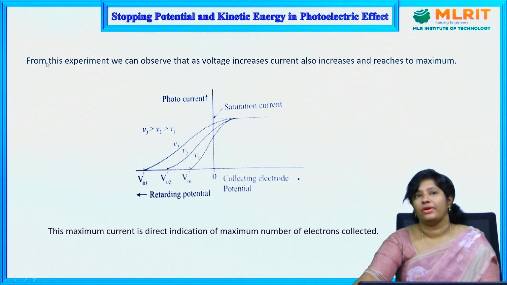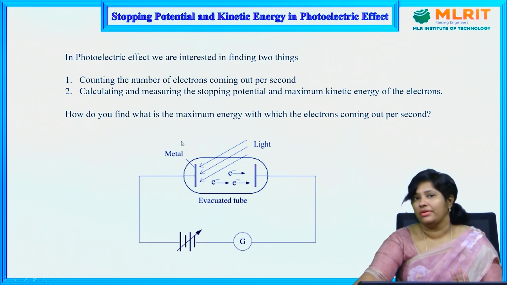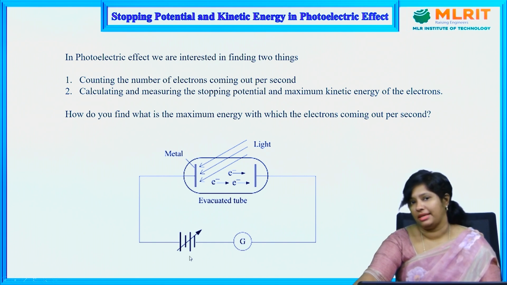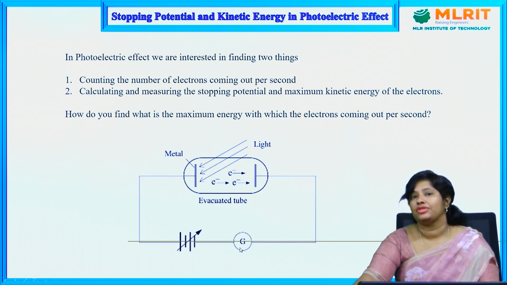From this experiment, we can notice that as the metal is illuminated by light, electrons are emitted. That is one point. The other is when the voltage is increased. Photocurrent is what we are going to calculate from this. When the emitter emits the electrons, the collector collects them. Then the number of electrons collected by the collector indicates the change in the current in the galvanometer. This current also depends upon the voltage.